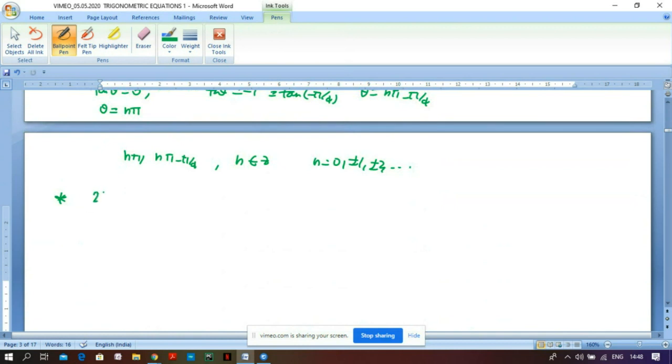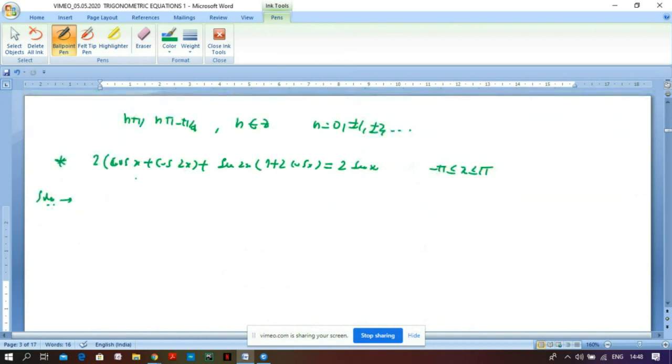So that's a little involved. You want to solve 2 cos x plus cos 2x plus sin 2x times (1 plus 2 cos x) is twice of sin x, and you want minus π less than or equal to x less than or equal to π. Means you want to capture all solutions which lie in this interval, minus π to π. Lots of sums are there, cos C plus cos D, and then this also I can break, sin 2x plus 2 sin x cos x.